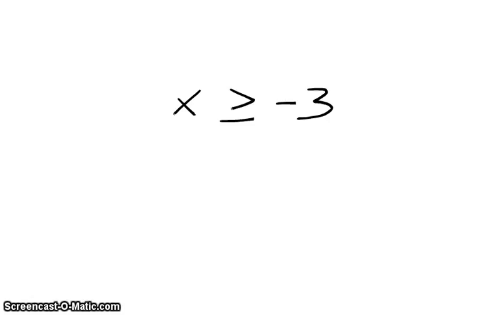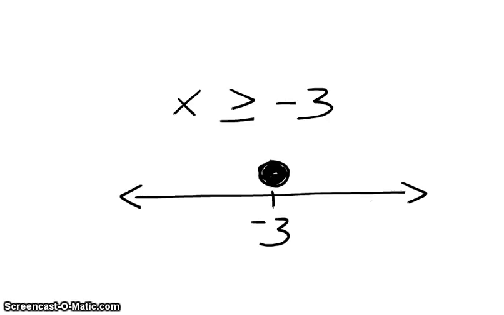To do that, we are going to graph our inequality on a number line. Now notice a circle that is above negative 3, it is shaded. Because it is shaded, that tells us that negative 3 is a solution in our solution set. If it was unshaded, that would be telling us that negative 3 is not a solution in our solution set.